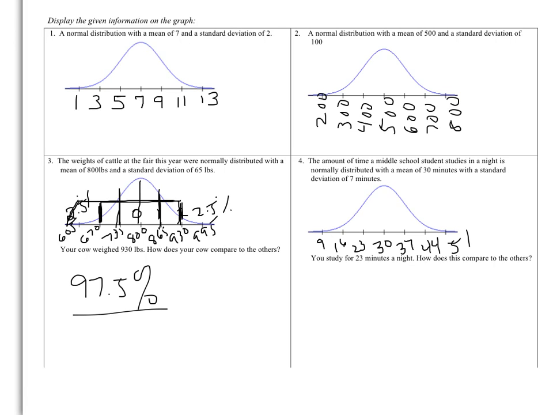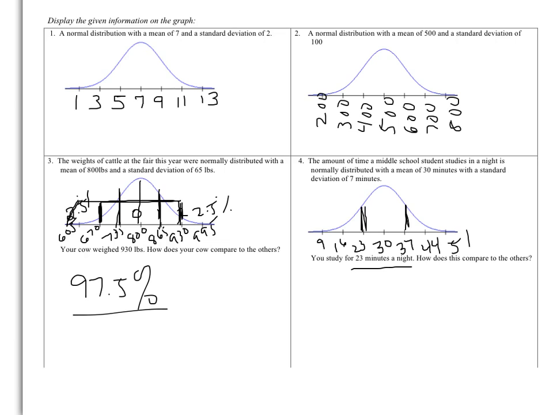All right, check to see if you filled out your chart correctly. The mean is 30 minutes, so that goes right in the middle. The standard deviation is 7, so we go up by 7 and then down by 7. So then it says you study for 23 minutes a night. How does this compare to others? Well, if you look, you are 1 standard deviation below the mean. So you could say, I'm 1 standard deviation below the mean.